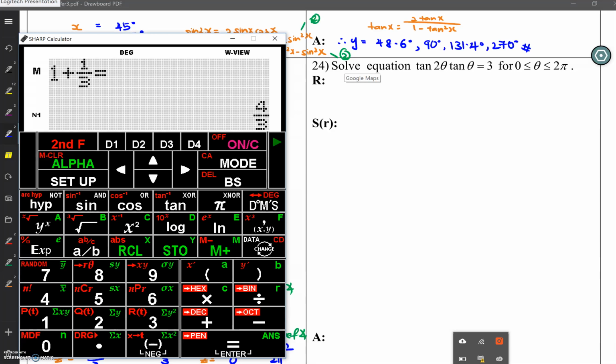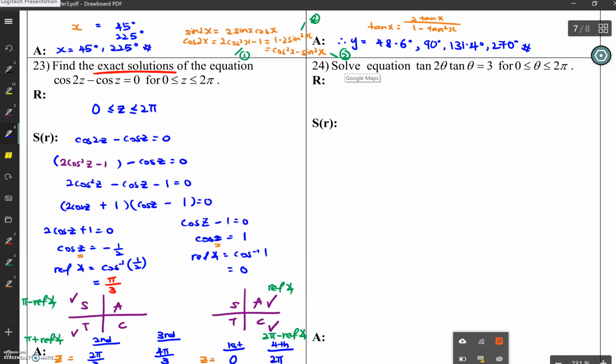Okay, now we are at the last video. So now question 24. Again, double angle, and this time again you will see tangent 2 theta and tangent theta, which means to say once again we need to do a conversion for the double angle. So for this case, it may look a bit complicated, but I'll still skip the range first.